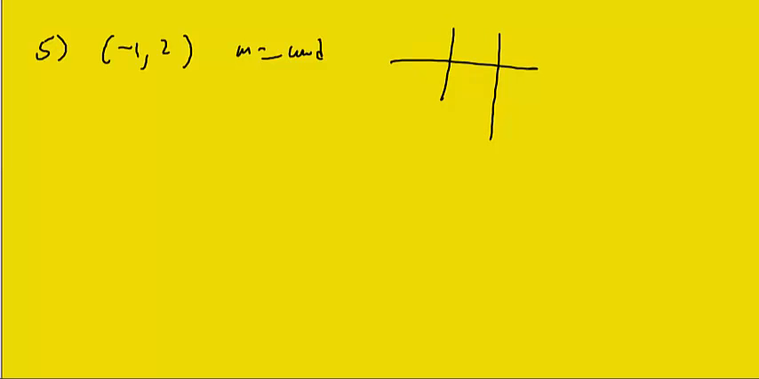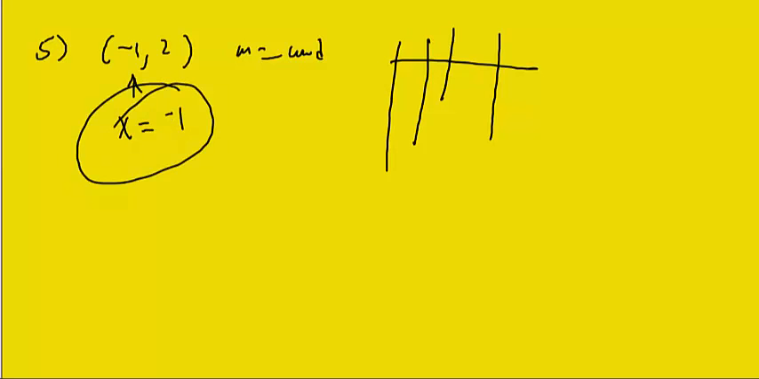Okay, 5. We have -1, 2, and m is undefined. Undefined means, do you get a horizontal line or vertical line? Vertical line. Vertical lines go through what axis? That means x is equal to -1 is the equation.